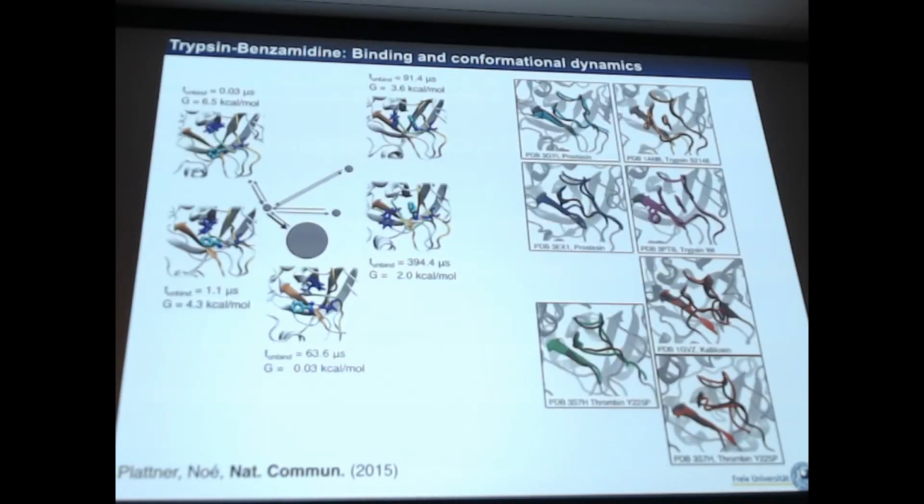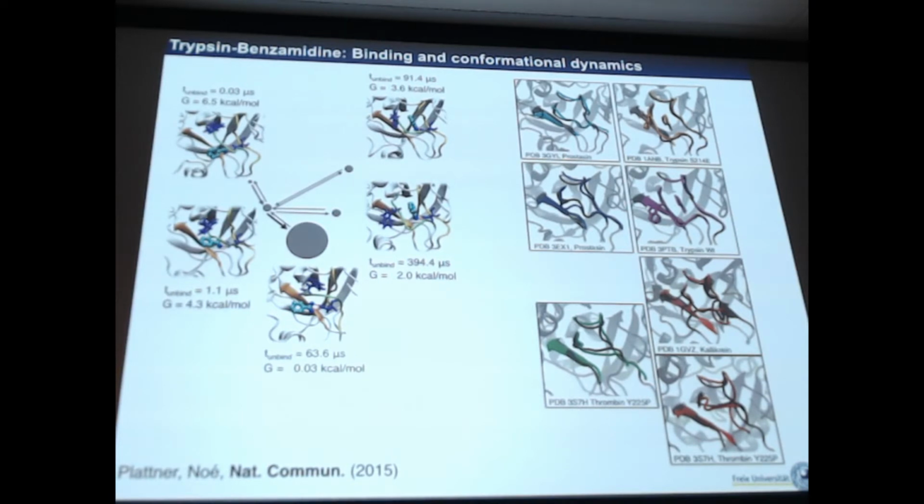Later, computers got more powerful, we got more throughput, and methods got better. We could do things like ligand binding and unbinding. This is work on trypsin benzamidine that studies different conformations of the trypsin protein as it binds to benzamidine. Interestingly, these different conformations can be related to the ground states, the X-ray structures of other serine proteases, which is the protein family that trypsin is in.